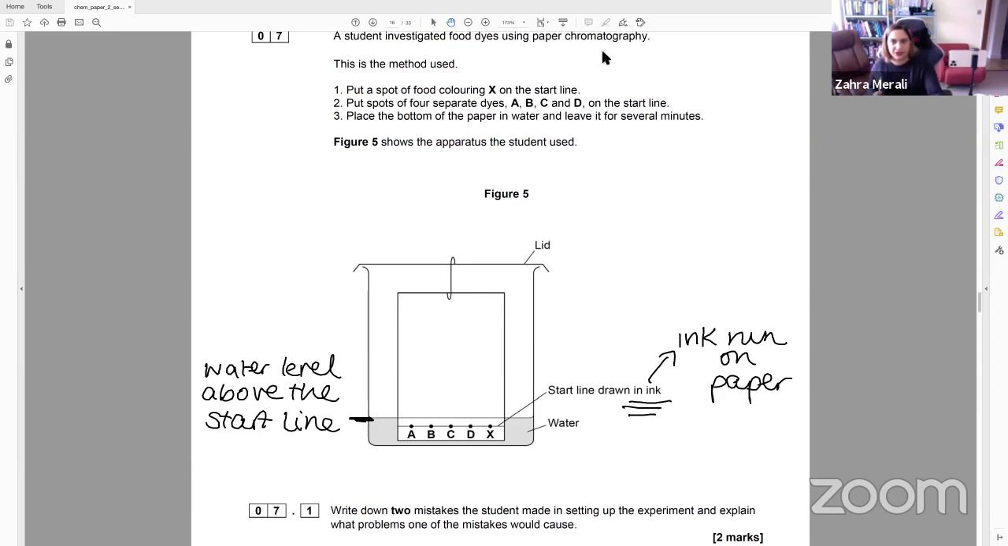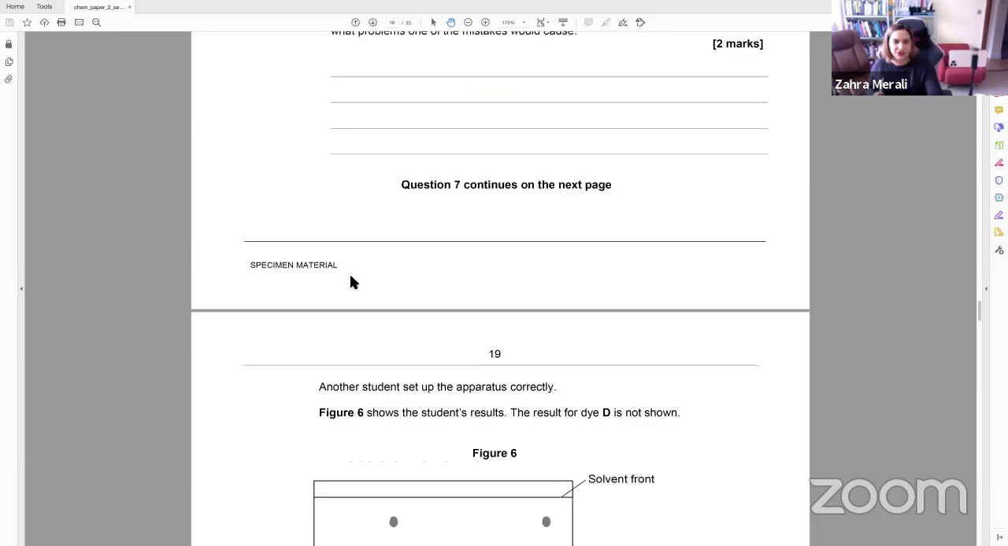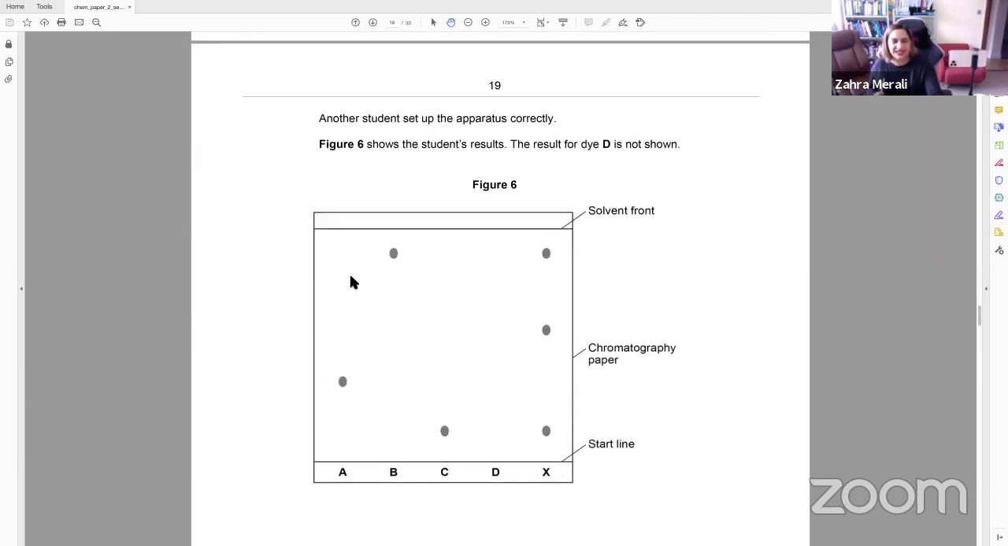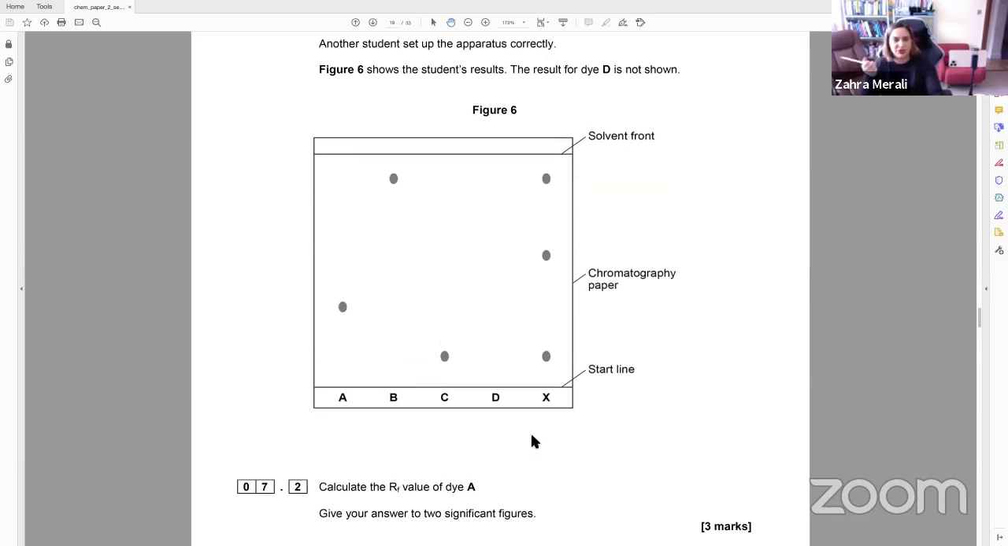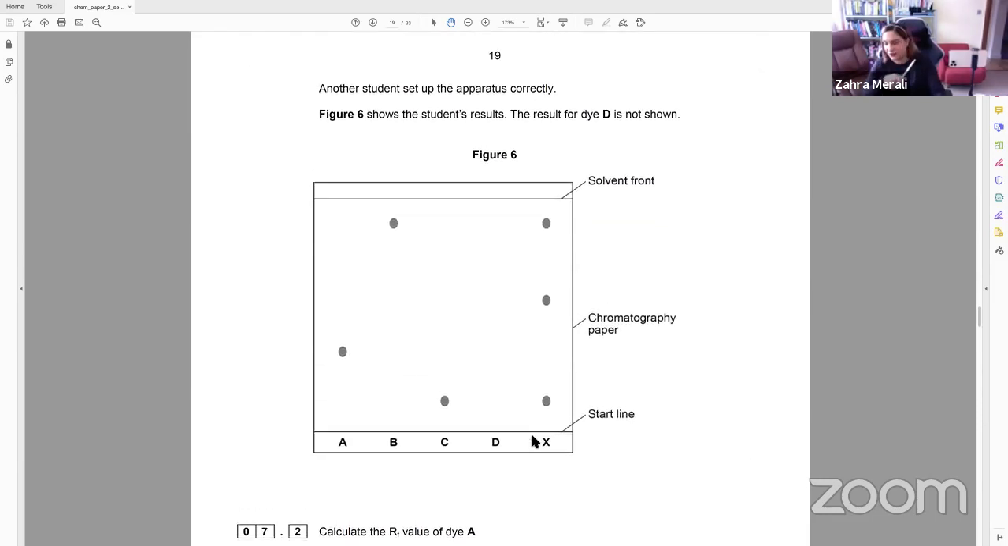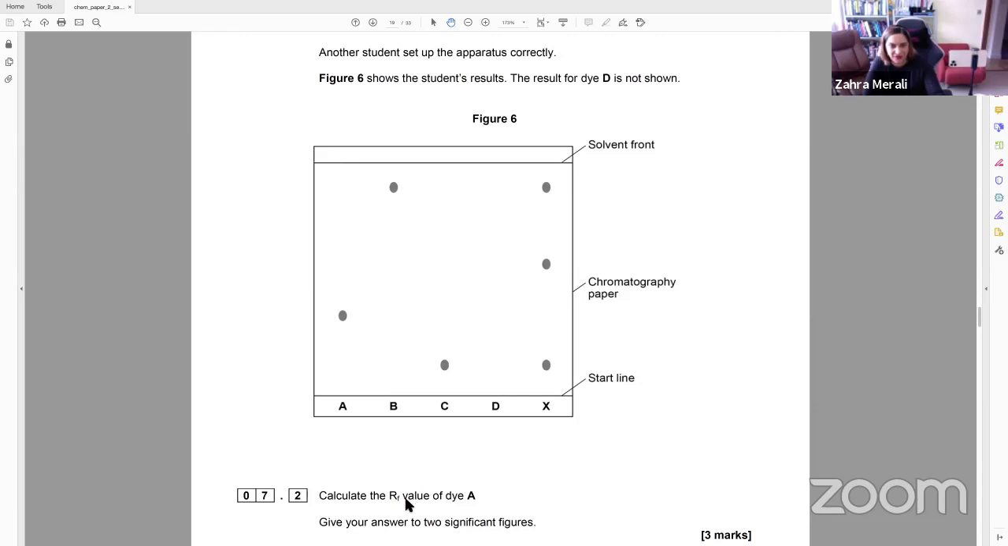Okay, so let's go on to the next part of that question. It says another student set it up correctly. Even if you hadn't done the first bit and couldn't work out what they'd done wrong, you would hopefully have a look here and see that the start line looks a little bit different, and maybe you could go back and fix your answer from the previous bit. It says calculate the RF value of dye A.